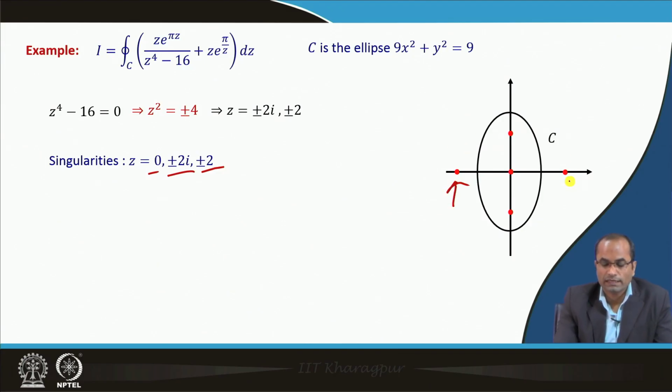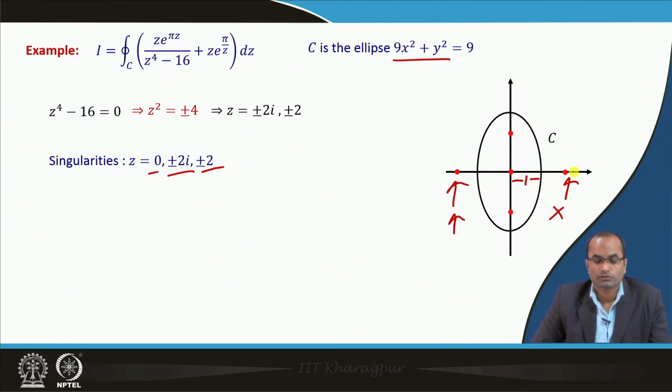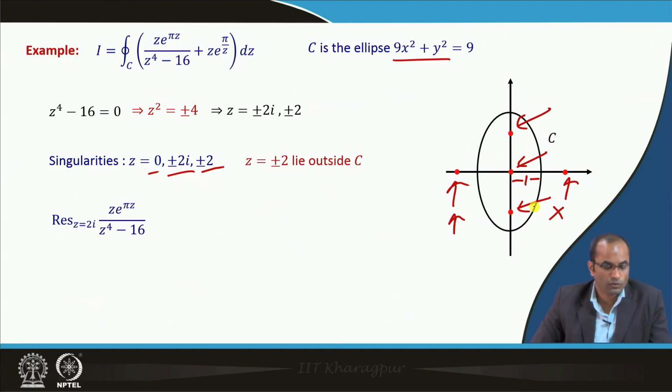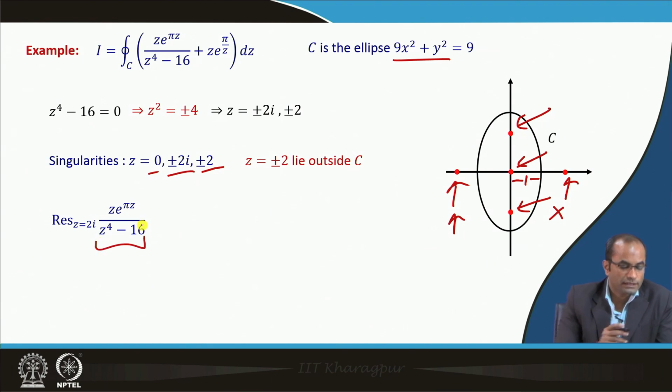These two lie outside, because z equal to 2, and here the distance is coming as 1 only. So, this is outside the domain, and therefore these two will not be considered. We have 3 points where the residue has to be evaluated. Okay. So, first for the first function, z e^(πz) over z^4 minus 16.